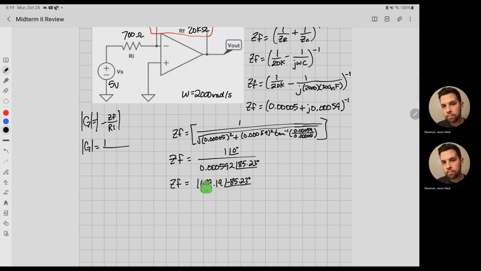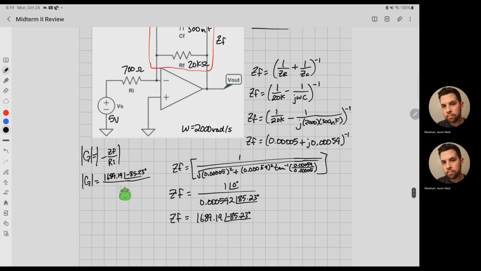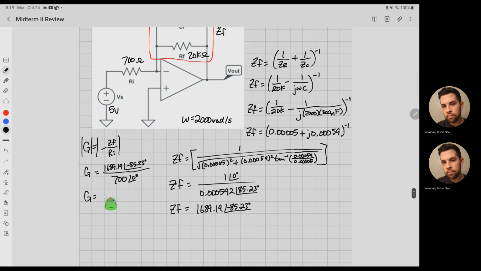So this is going to be 1, we just found ZF right here, 1689.19, and then divided by RI. RI is right here, 700. And so that gives us 2.413, and we just bring down the 85. Okay, so that's our gain now.